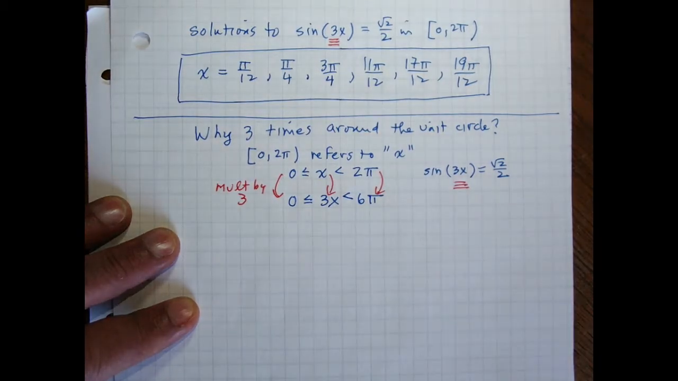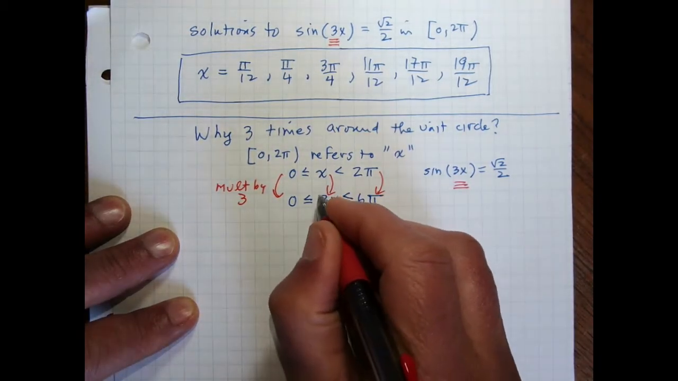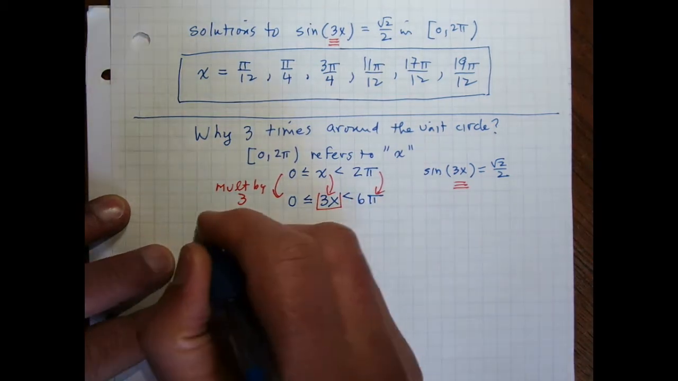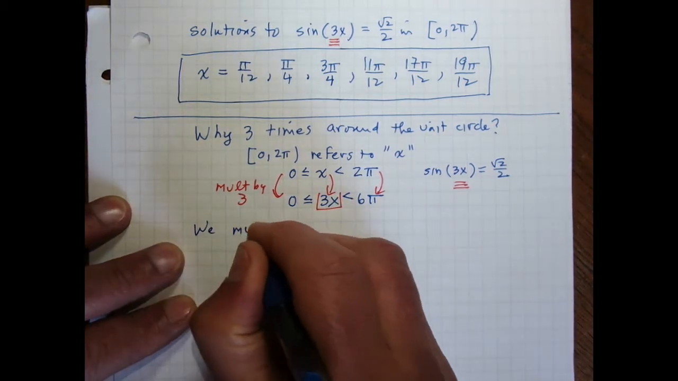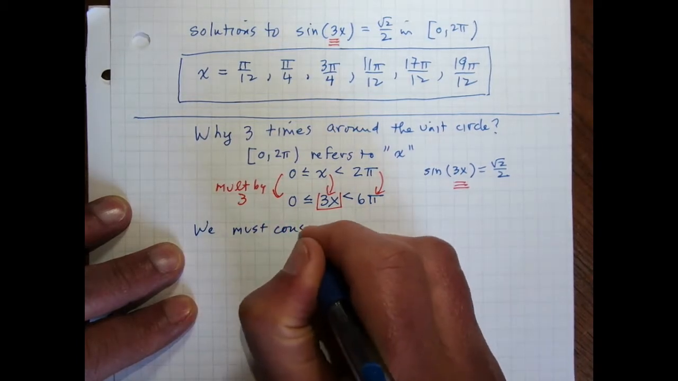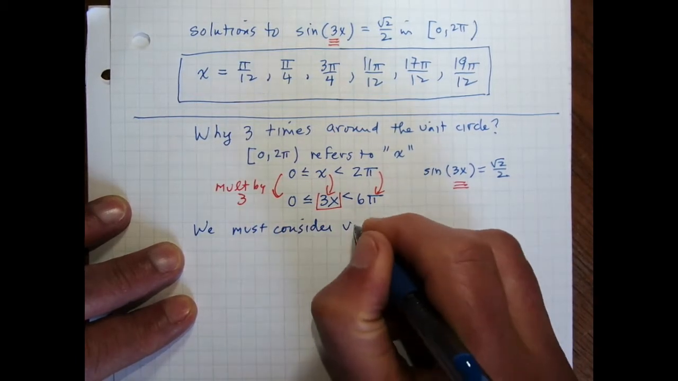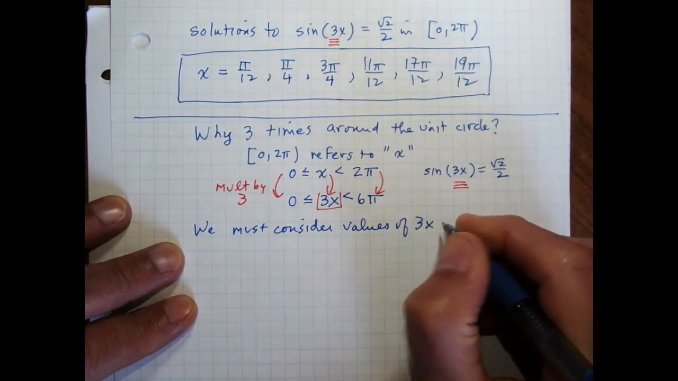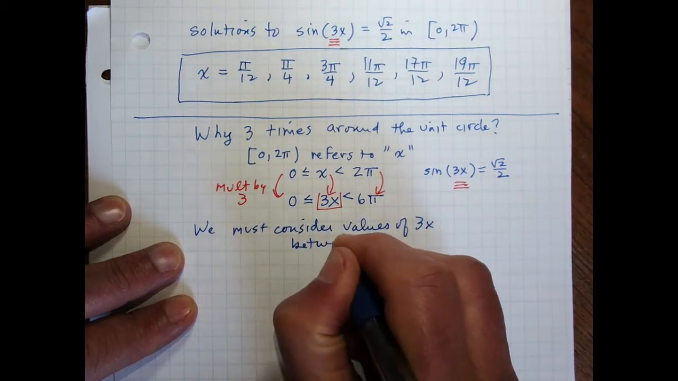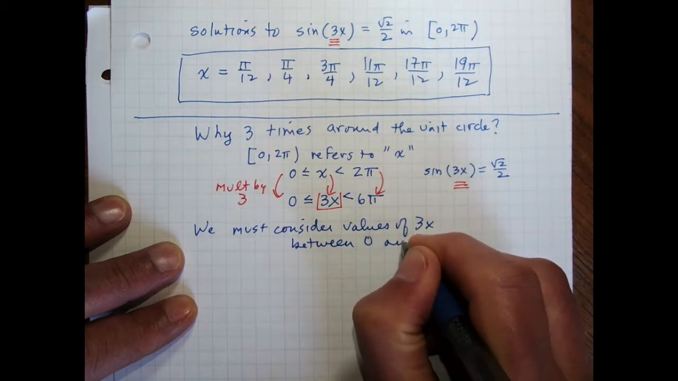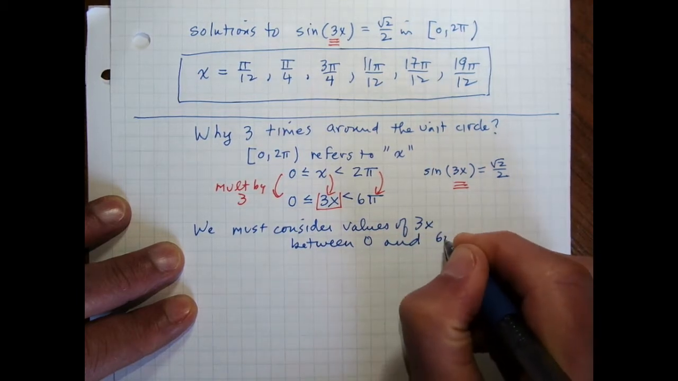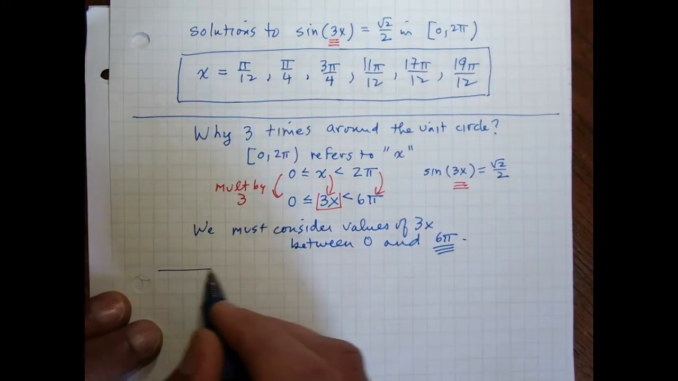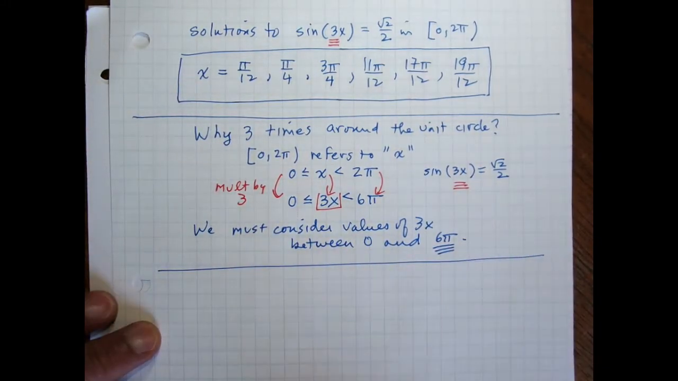What that means is I have to look at values of 3x. We must consider values of 3x between 0 and 6 pi to get all the solutions that we're looking for in this problem.